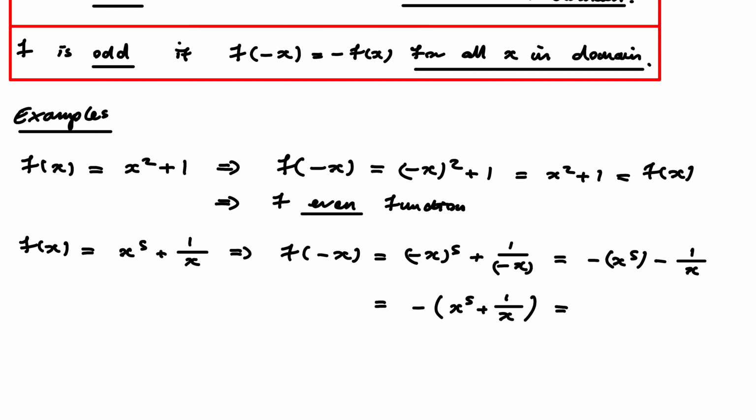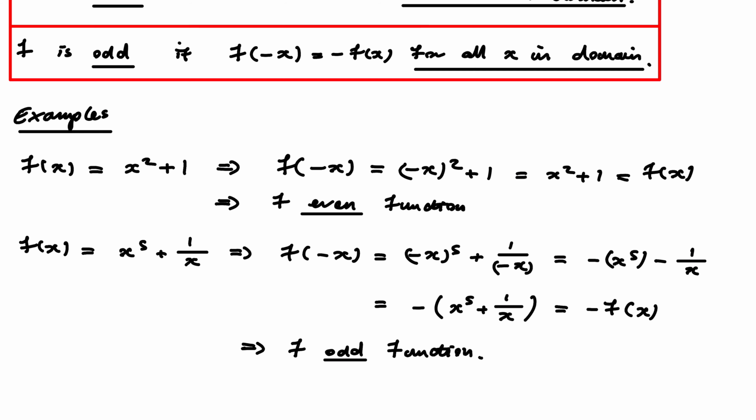Notice what this is. This is exactly minus f of x. And that's true of any x in the domain at all. The domain here is all things which are non-zero, because you can't divide through by 0, but it works completely fine for every single one of those. So what's the conclusion? F is an odd function.